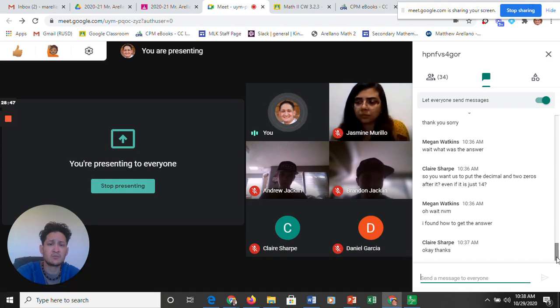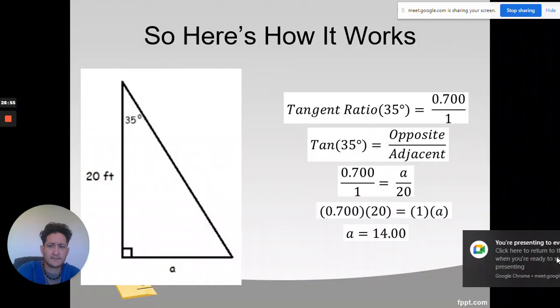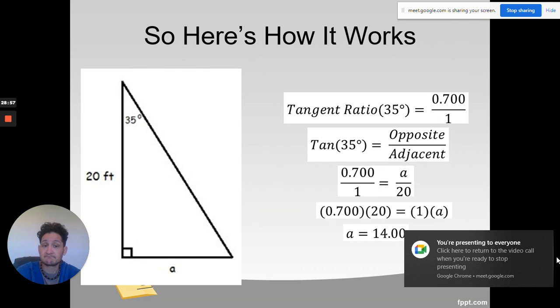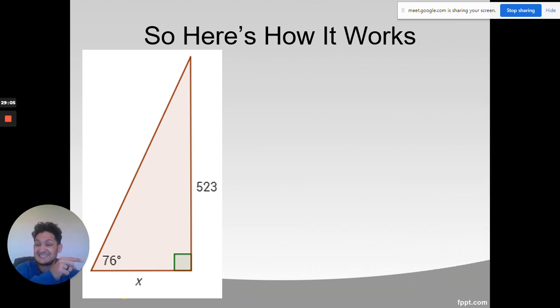We're going to do a couple more. I want to make sure we got this. Okay. All right. Let's try one. I'm going to ask you to solve for x. You have a 76-degree angle, and that side over there is 523.